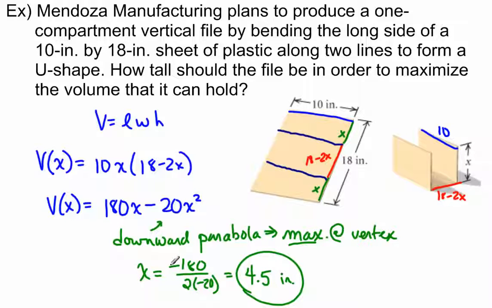And I do that very simply using that minus b, or opposite of b, over 2a formula. In this case, the b is 180 because it's the coefficient of the x term. So it's minus 180 over 2 times the negative 20, my a. And I reduce that and I get 4.5. That's x, and that is how much we're supposed to go in before we start folding.